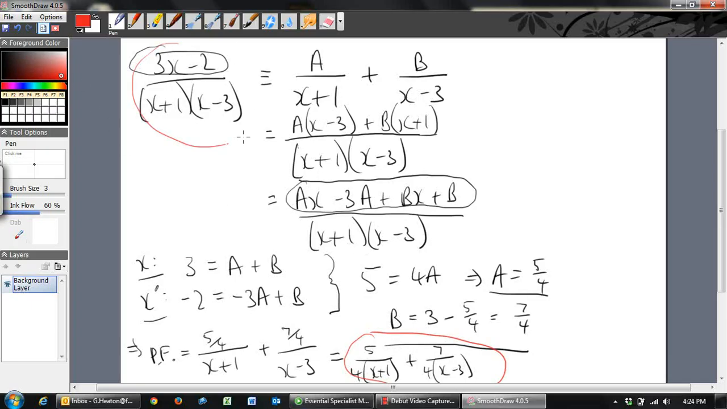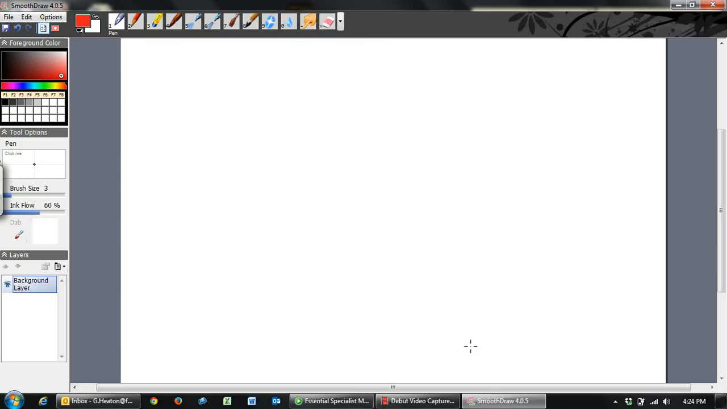So we have started with this, and what we've done is we've changed it into this. And this is the partial fraction. That's something that we can work with a bit more easily in integration and stuff. Let's just do more examples.